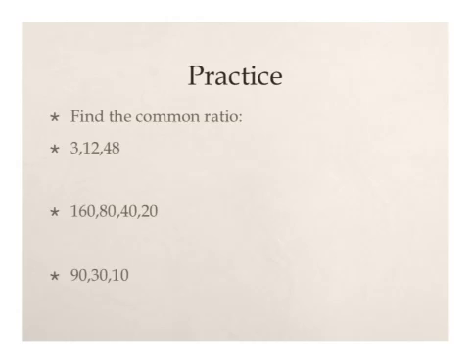So look at this first one. To get from 3 to 12 and then 12 to 48, what am I multiplying by? Well, I'm multiplying by 4. 3 times 4 is 12. 12 times 4 is 48. So my common ratio would be 4.